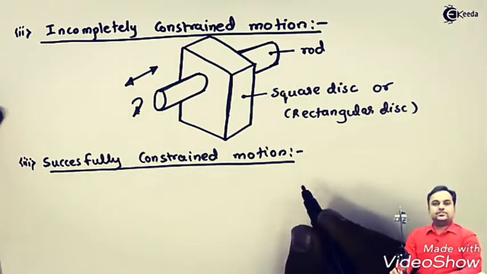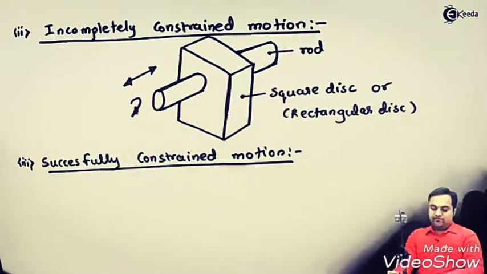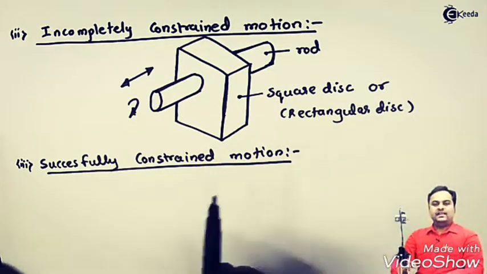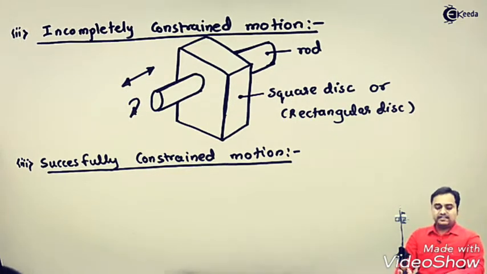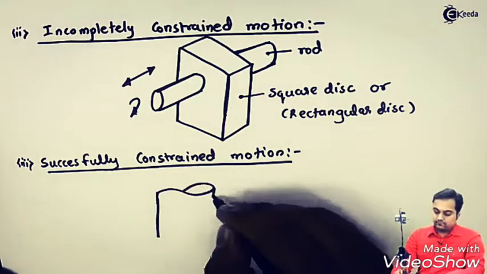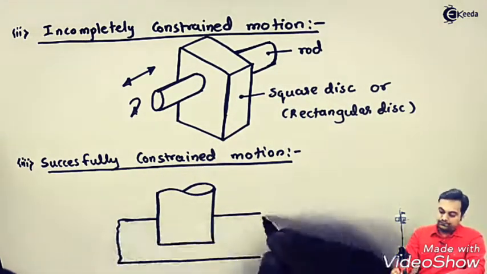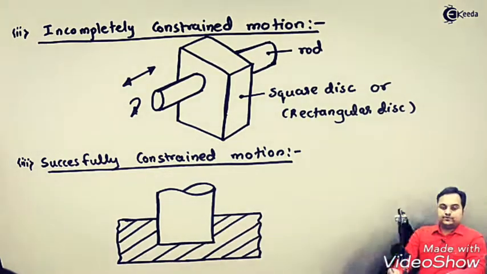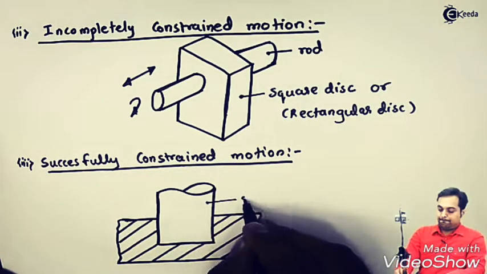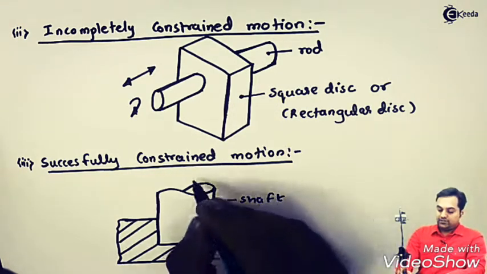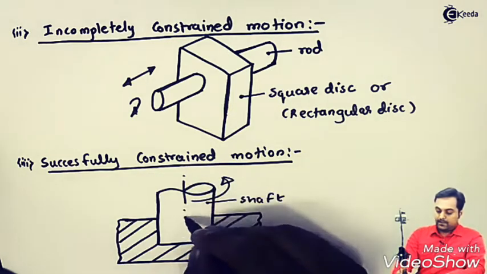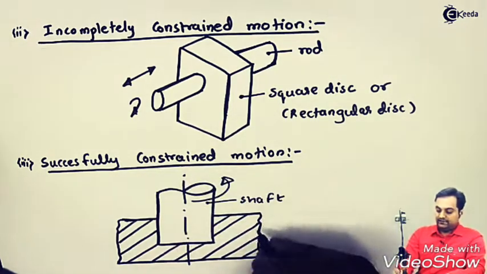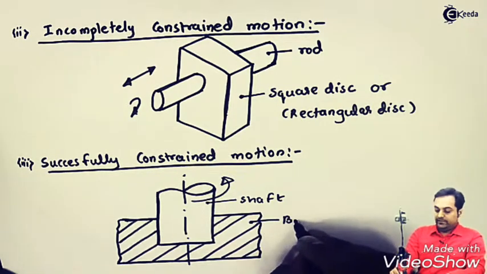In case of successfully constrained motion, if we have incompletely constrained motion and we make it into the form of completely constrained motion, that step is called successfully constrained motion. I'll explain it with a diagram. Suppose we have a shaft which is rotating about an axis and the shaft is mounted in a bearing.